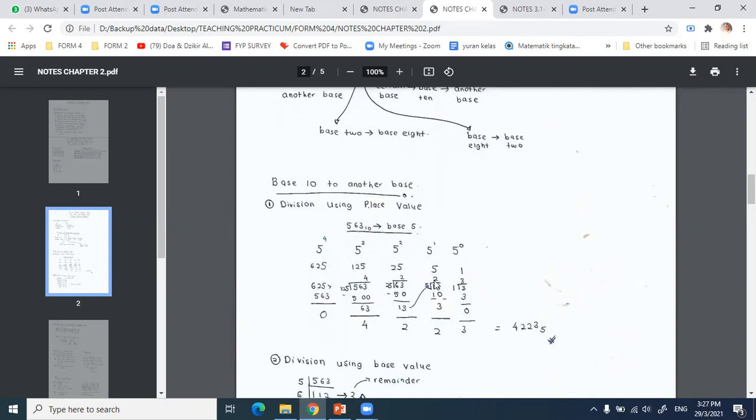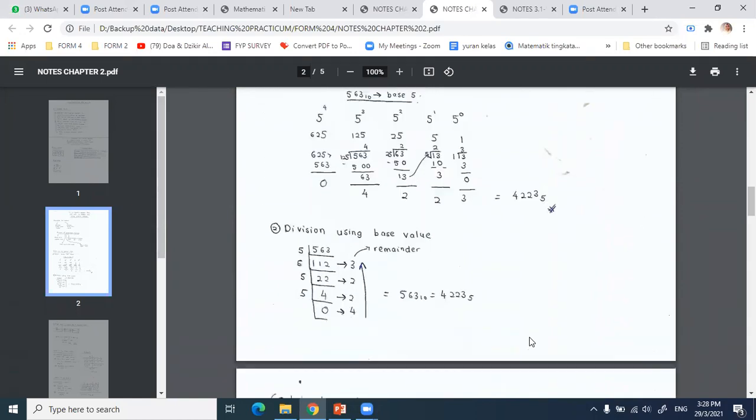We take 13 over here. So 13 will be divided with 5. The answer is also 2. So 2 we put below. And the remainder is 3. So we take 3 over here. So 3 divided with 1, we will get 3 and the remainder is 0. So this is the final answer, 4223 base 5. Okay, this is one of the ways.